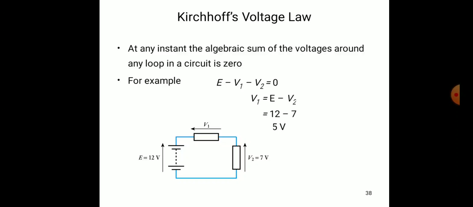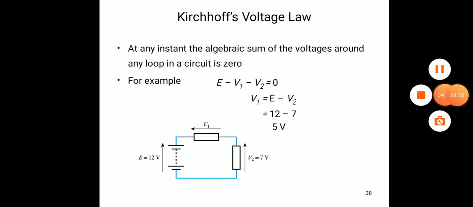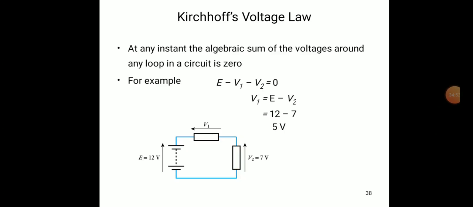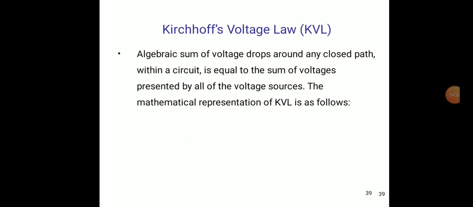What we need is V1. You know already, capital E equals 12 volts. So that is 12 minus 7 equals 5 volts. You can see Kirchhoff voltage law.